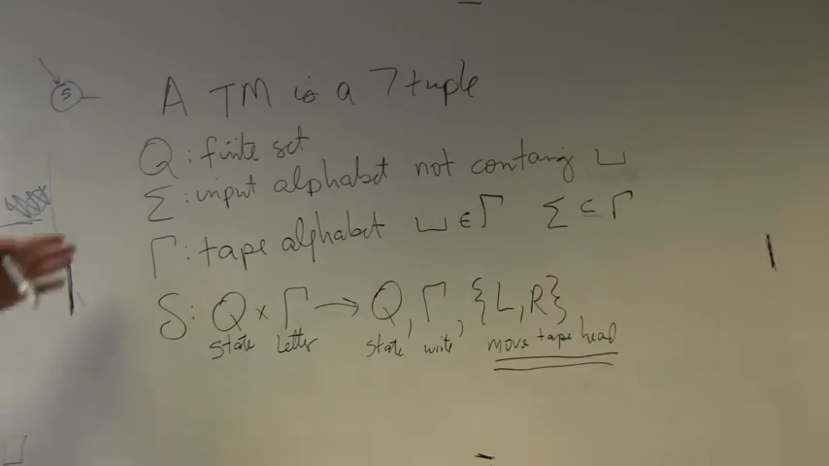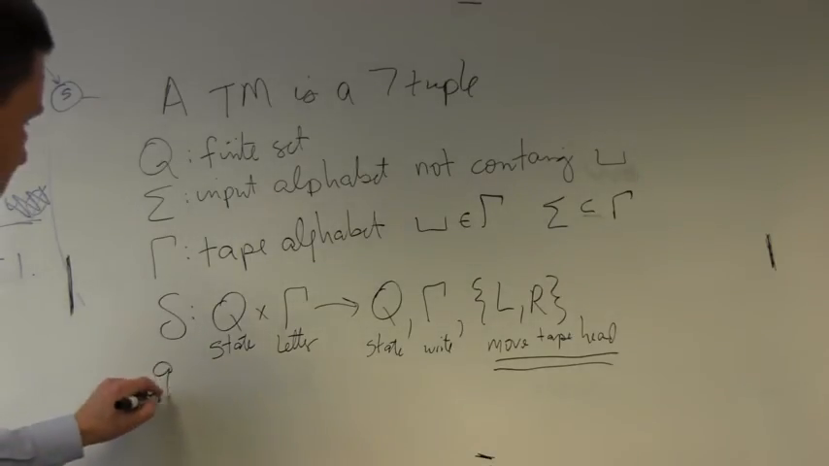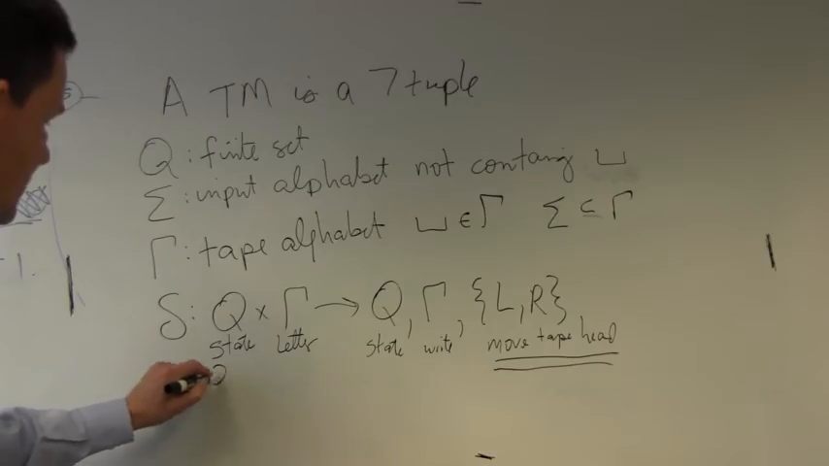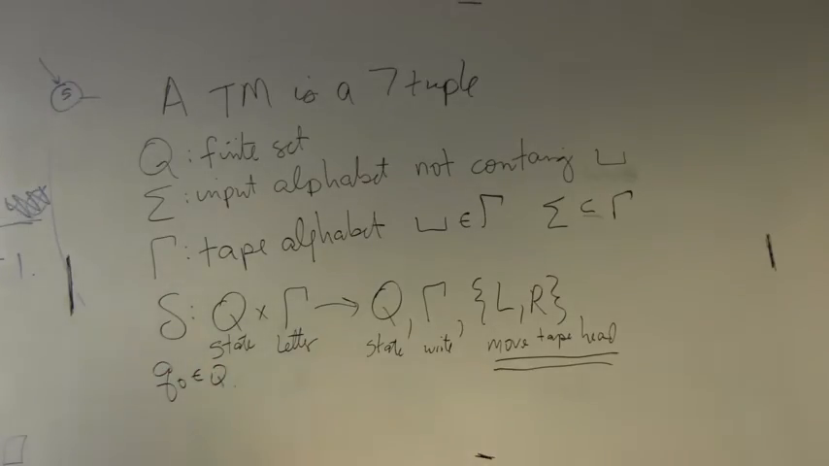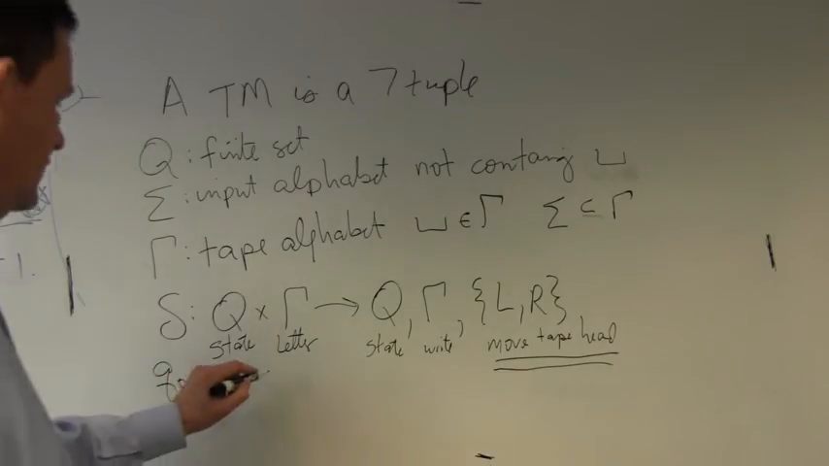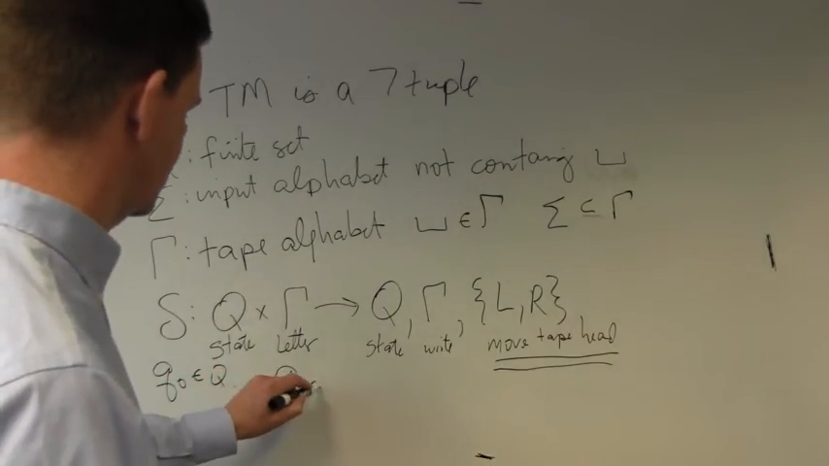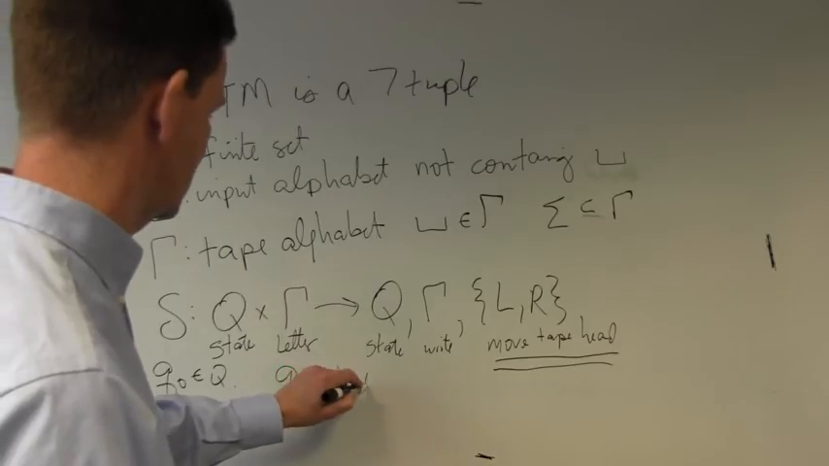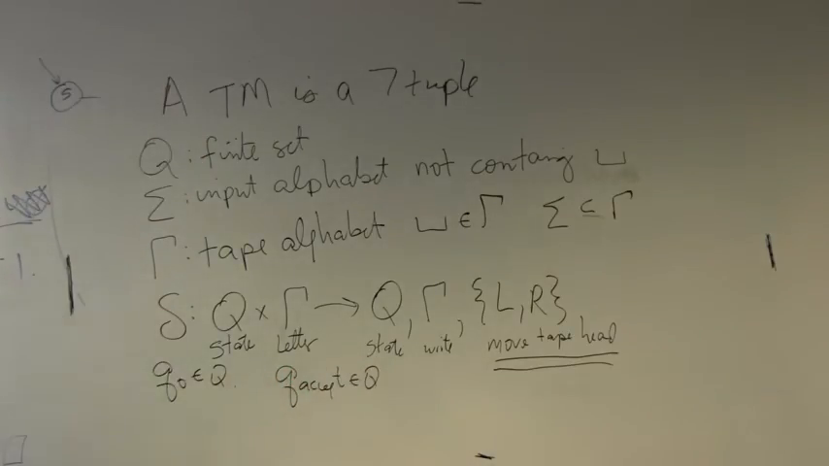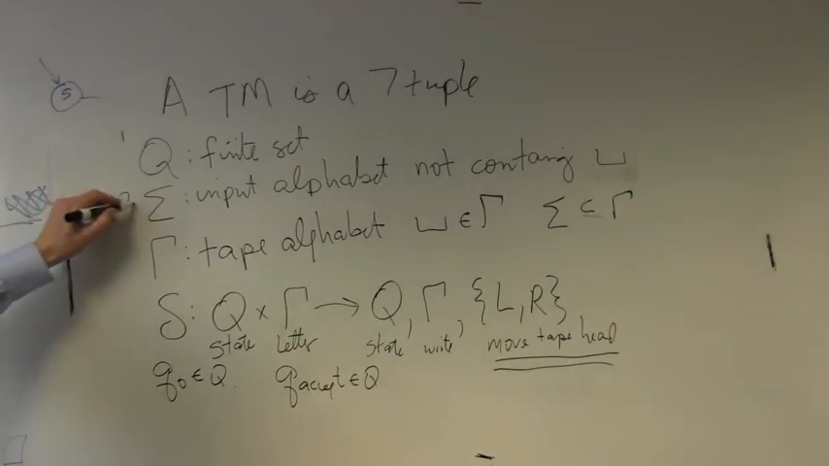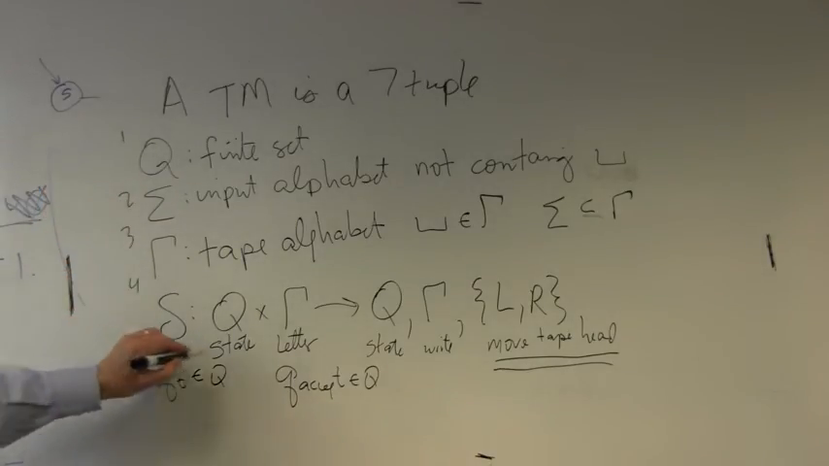Okay, so that's 4 out of the 7. So the final 3 things are that it's got a start state. So it's got a Q0, which is a member of Q, which is the start state. The other thing it's got, which is maybe not too surprising, is an accepting state. So it has Q accept, which is a member of the states. So that's the accepting state. So we've got 1, 2, 3, 4, 5, 6.